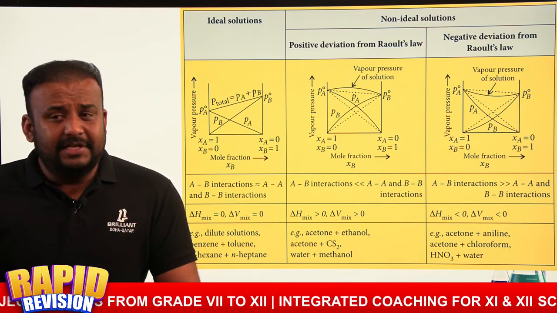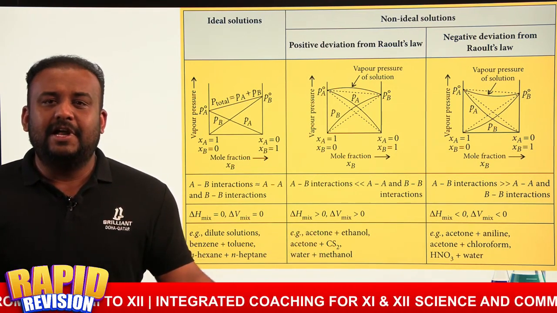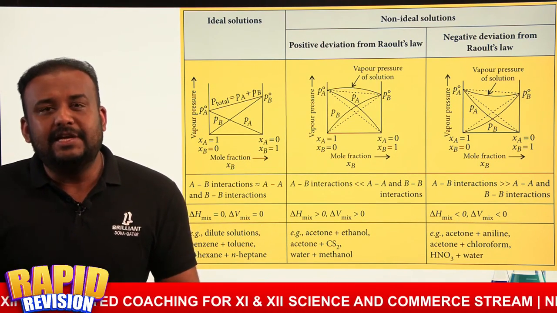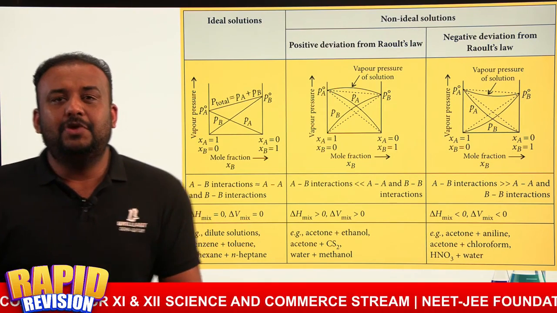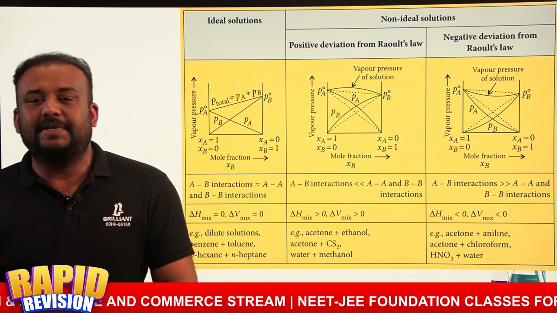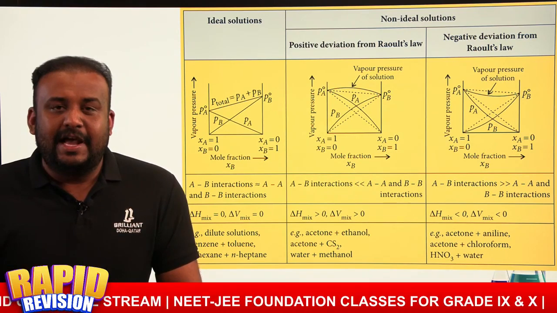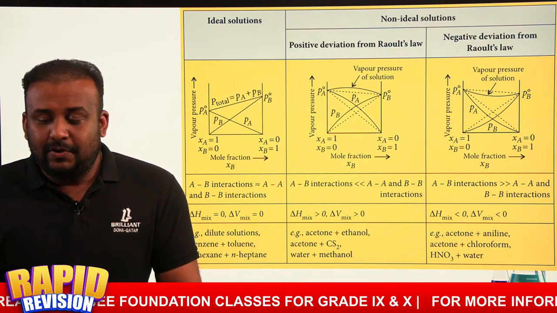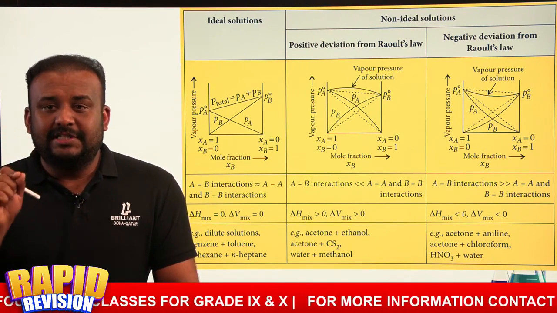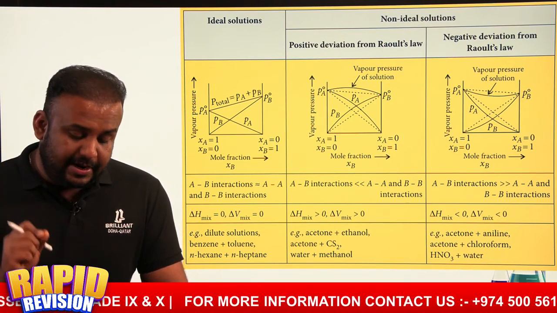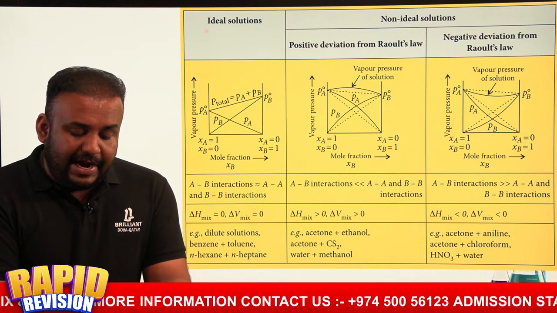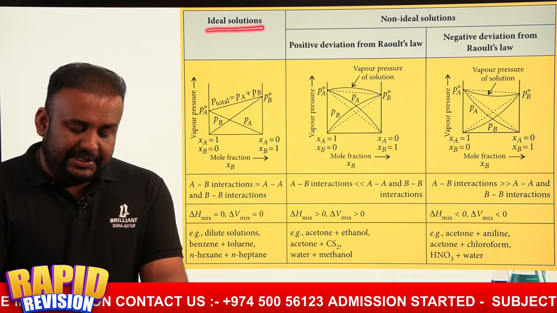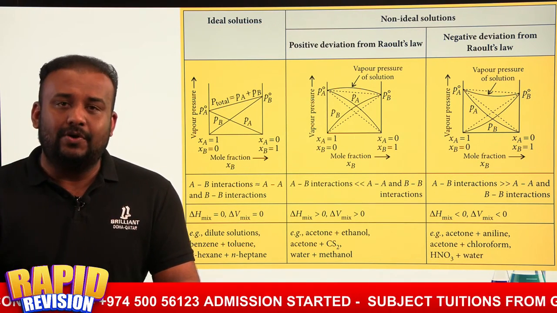This is one area where I expect a reasoning type of question. Definitely you may have an assertion-reason question related to Raoult's law and the variation from Raoult's law. So please make the concept, the theory behind it, very clear. So once again, what are ideal solutions? Ideal solutions are those which obey Raoult's law.